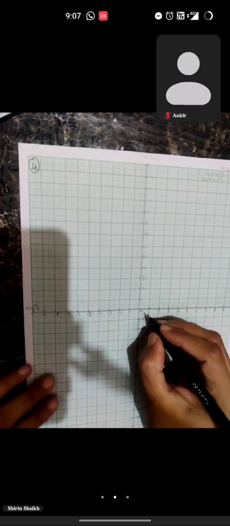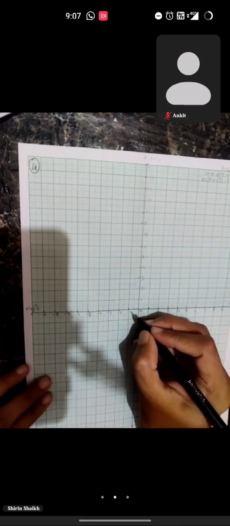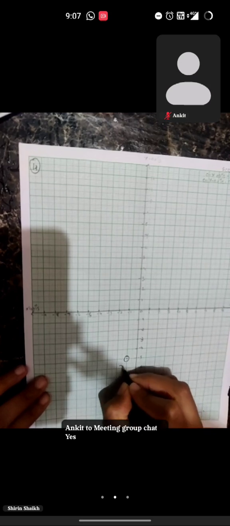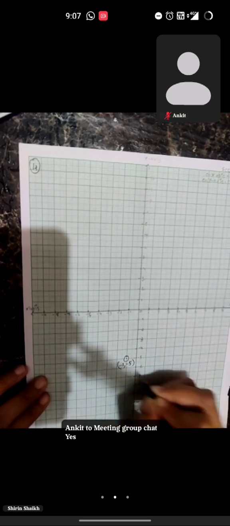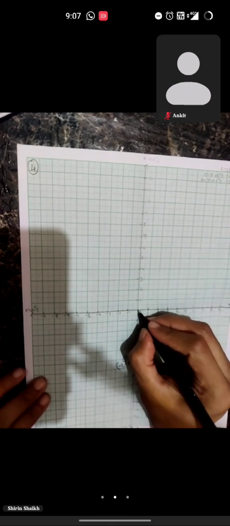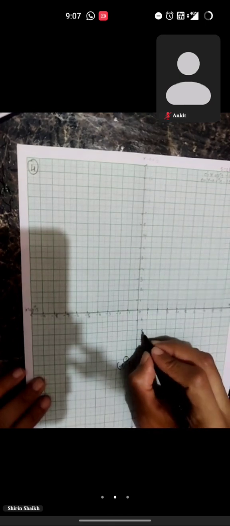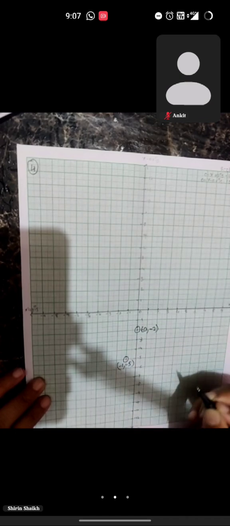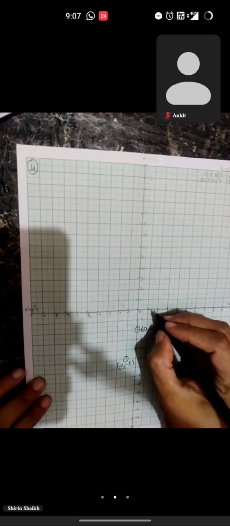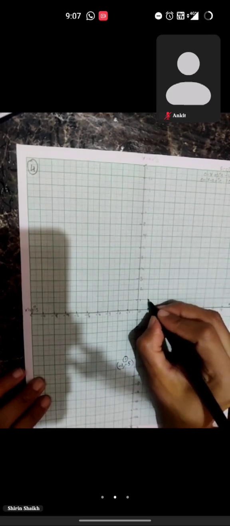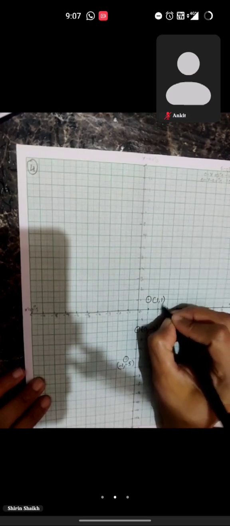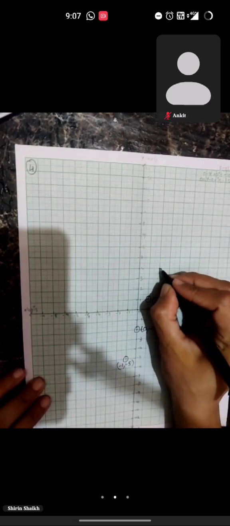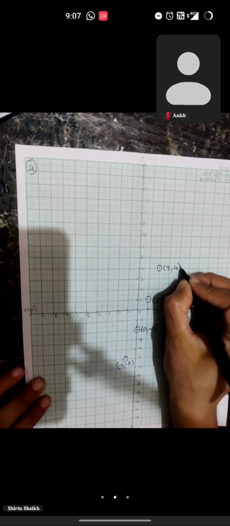First is -1 and -5. On x, -1, and on y, -5. So -1, -5. Then 0 and -2. X is 0, y is -2. So 0, -2. Next is 1 and 1. X is 1, y is 1. Next is 2 and 4. X is 2, y is 4.